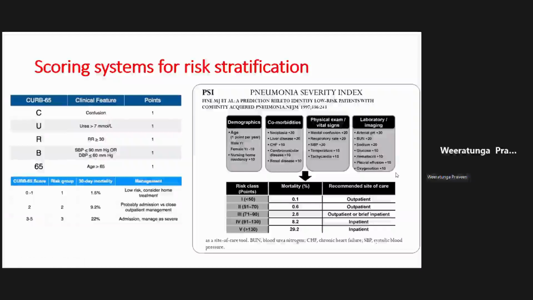CURB-65 you have to know. But these concepts in the pneumonia severity index, we can easily make an MCQ. Which of the following indicate more severe pneumonia?